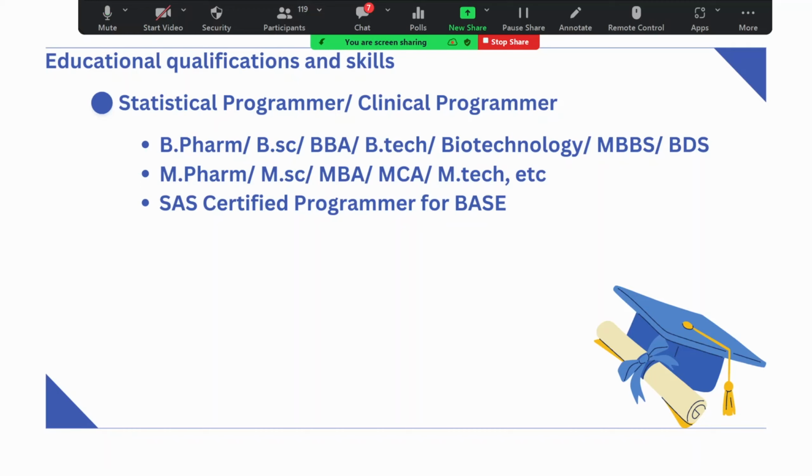Along with educational qualifications, a few companies may ask for certification in SAS programming. There are various types of certifications like Certified Programmer for Base, Certified Programmer for Advanced, and Certified Clinical Trials Programmer. At least base SAS certification is desirable.